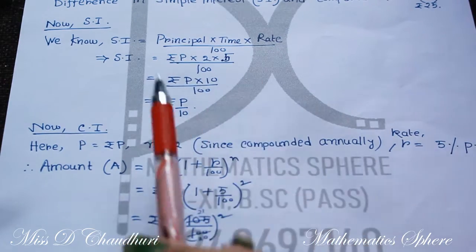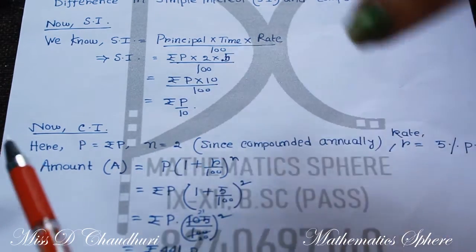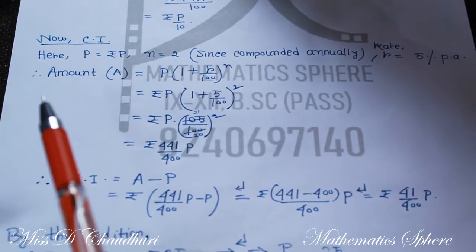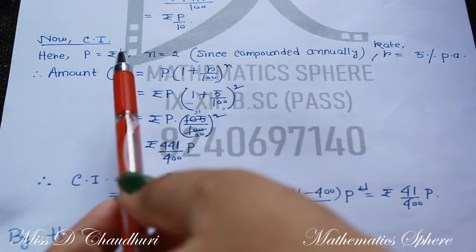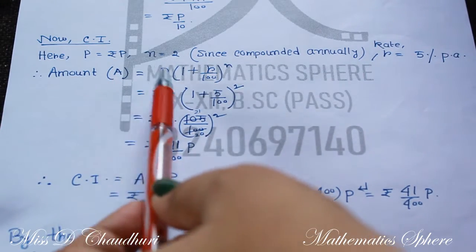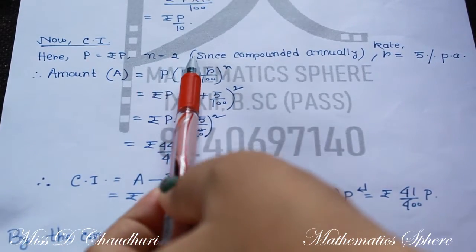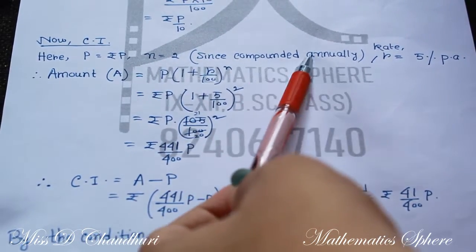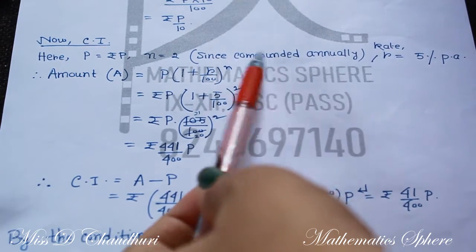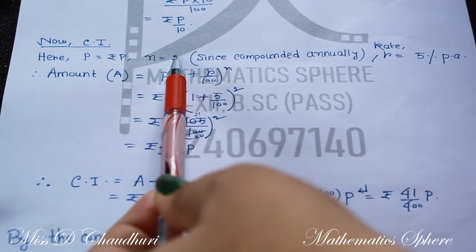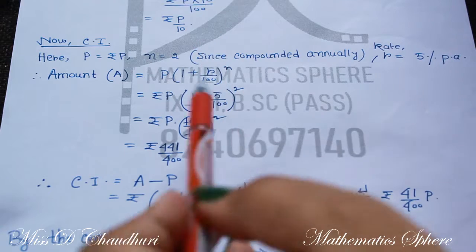Now we will move on to the CI. In the same way we will find the CI also. We cannot directly find the CI; first we will have to find the amount. So here P is rupees P, N is 2 because it is compounded annually. If it was given compounded half yearly, then you will take N equal to 4. As the question is given, you will take it accordingly.